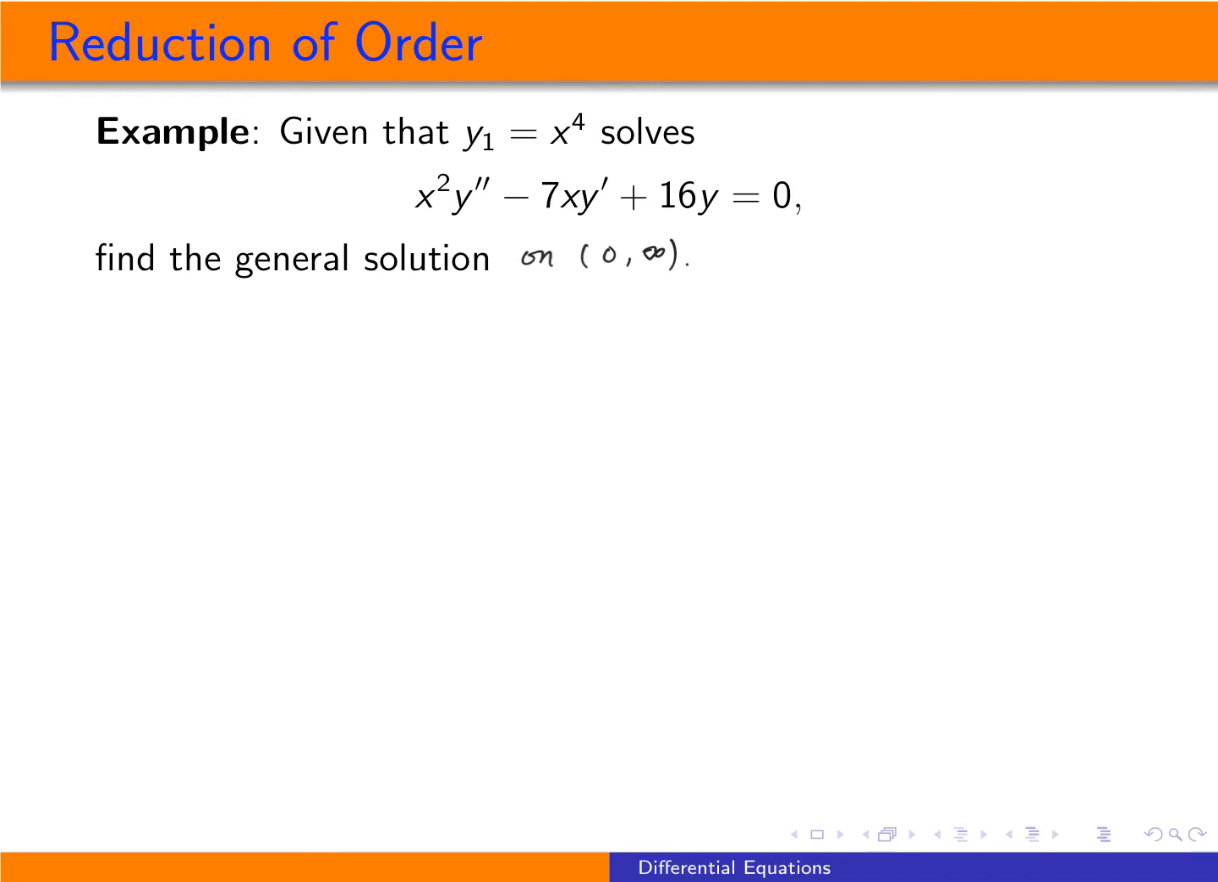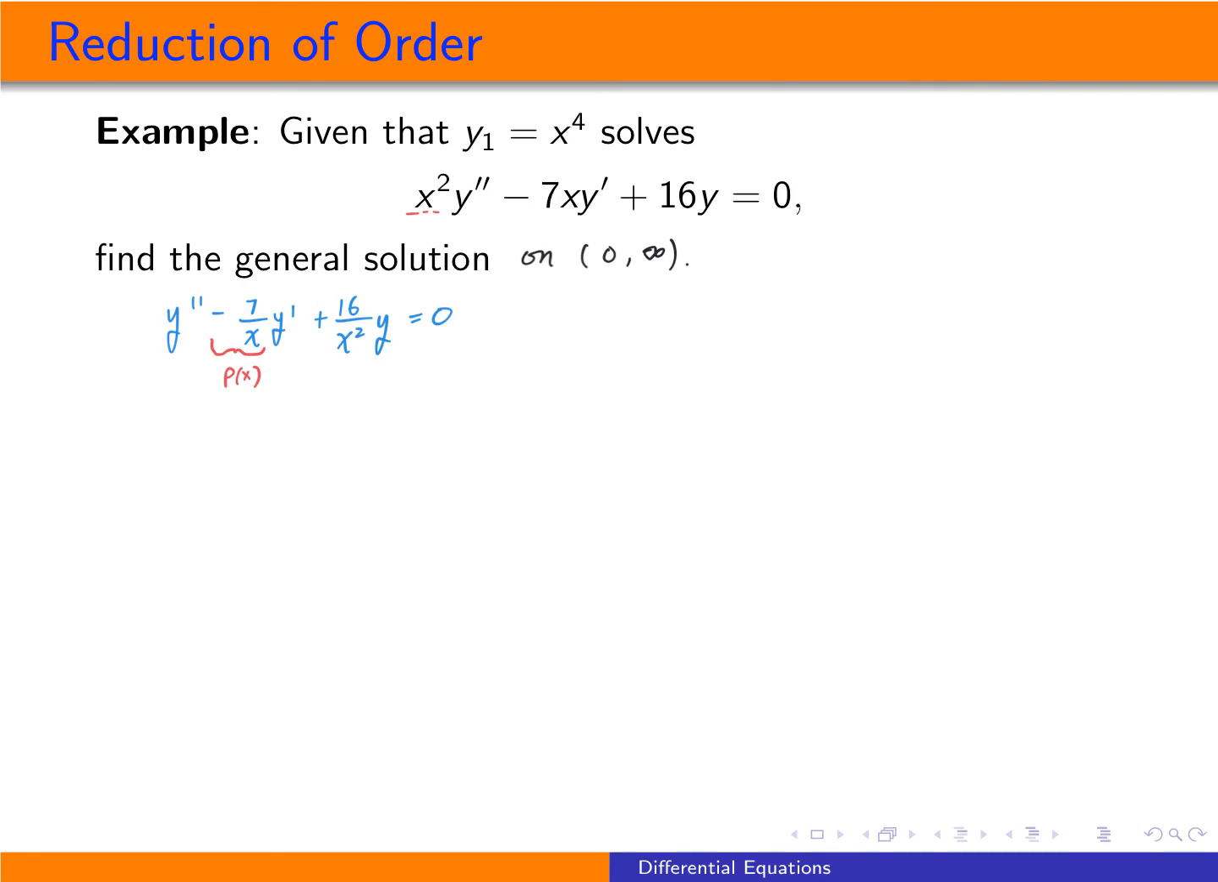The first thing I'm going to note is we need to get this in standard form. The leading coefficient here, x squared, is most certainly not 1. So we divide everything by x squared. So equivalently, this differential equation would be y double prime minus 7 over x y prime plus 16 over x squared y equals 0. Now we are in standard form, and then p of x would be that coefficient of y prime. That would include the negative sign with the 7 over x.